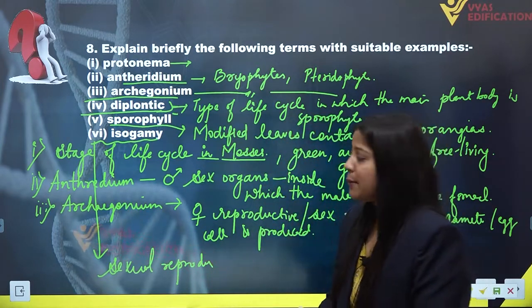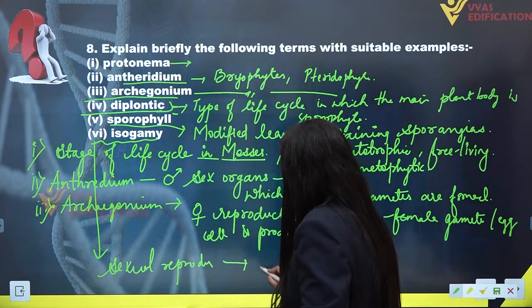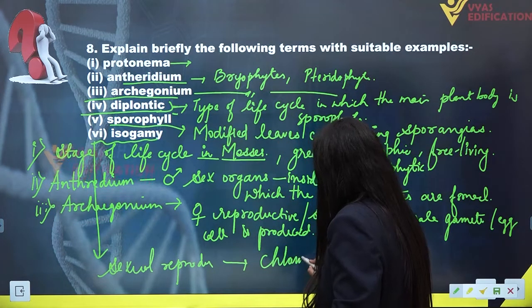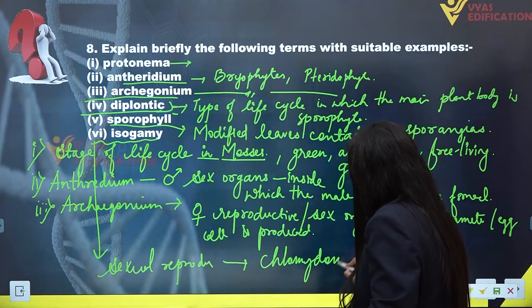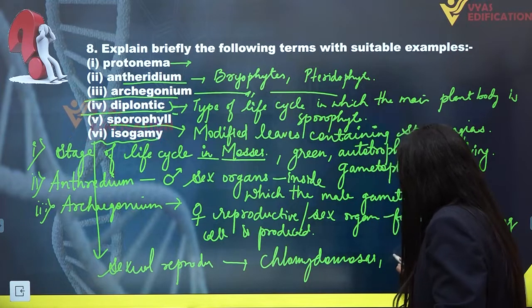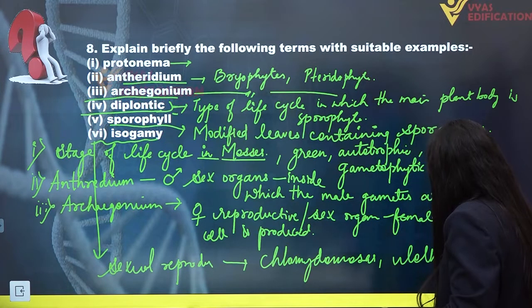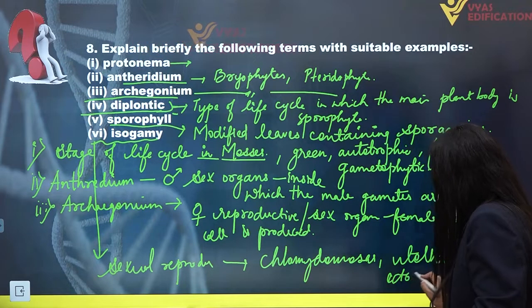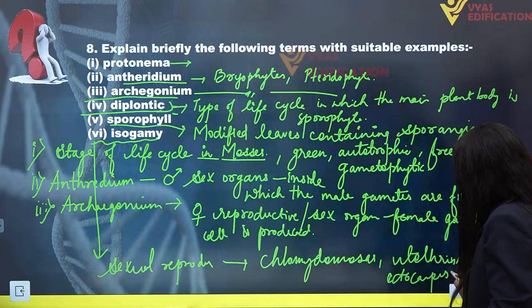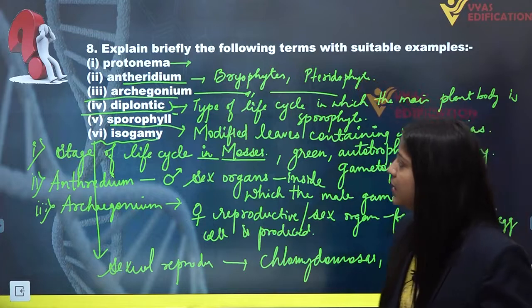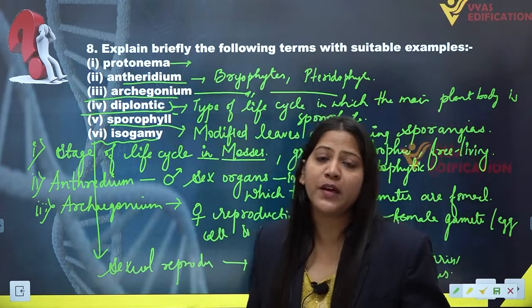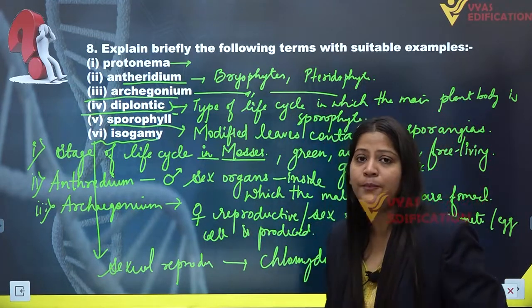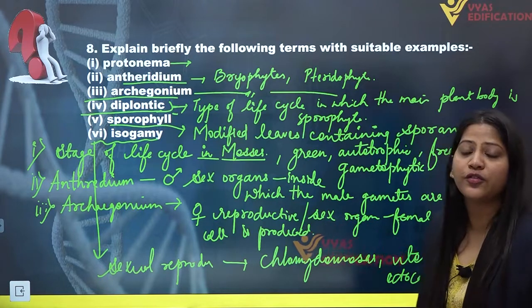And isogamy can be found in Chlamydomonas, Ulothrix and Ectocarpus. So these are the examples and these are the meanings or explanations of each of the terms given on the screen, and this is a complete solution of question number 8.